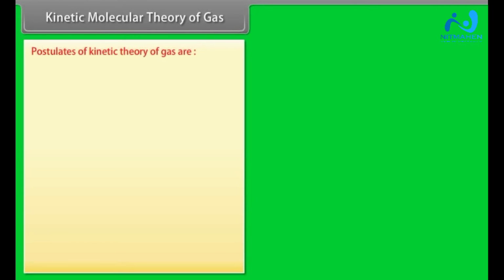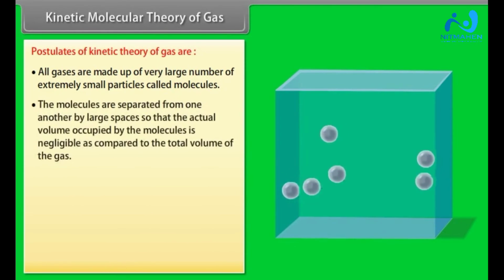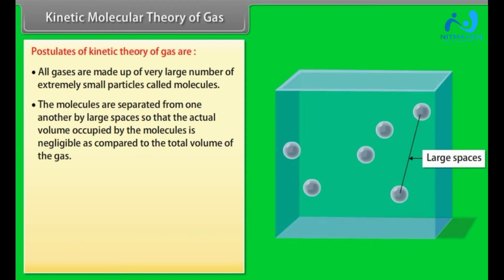Kinetic molecular theory of gas. Postulates of kinetic theory of gas are: all gases are made up of very large numbers of extremely small particles called molecules. The molecules are separated from one another by large spaces so that the actual volume occupied by the molecules is negligible as compared to the total volume of the gas.